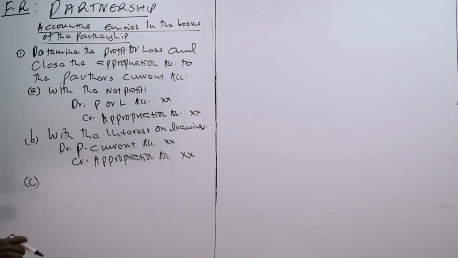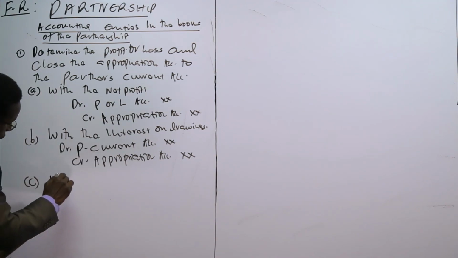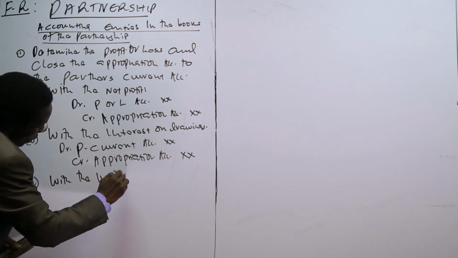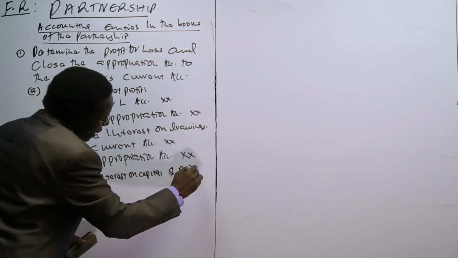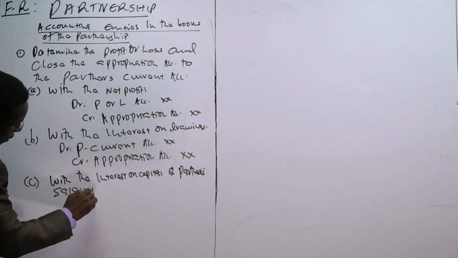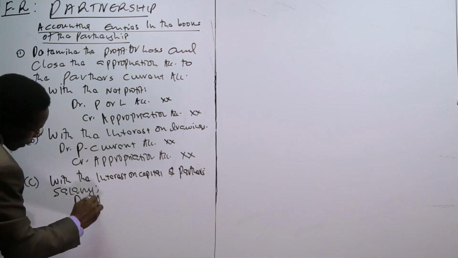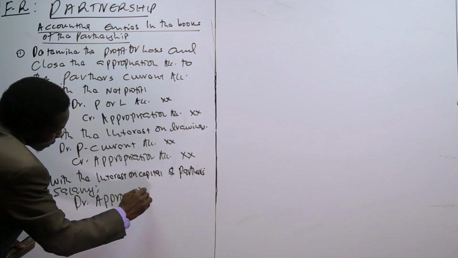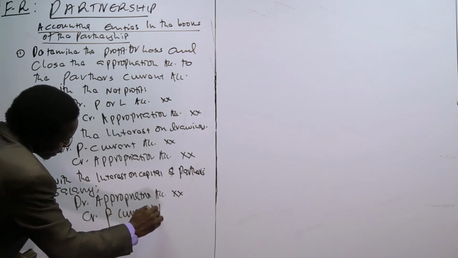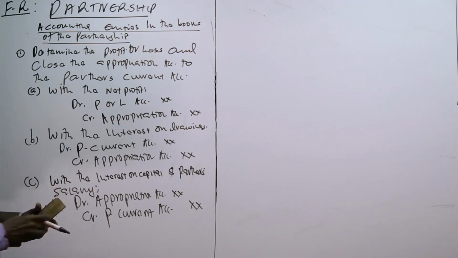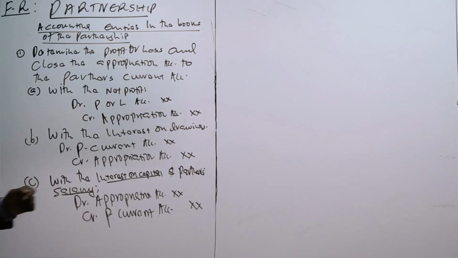Then number C, we may have items like interest on capital. We may have a partner salary. We may have the profit share. So you come and say, with the interest on capital and partner salary, what do you do? You debit the appropriation account with those items. Then you credit your partner's current account with the interest on capital. Remember, there are two items here, and the partner's salary. So with the two items, debit to appropriation account, credit to a partner's current account.